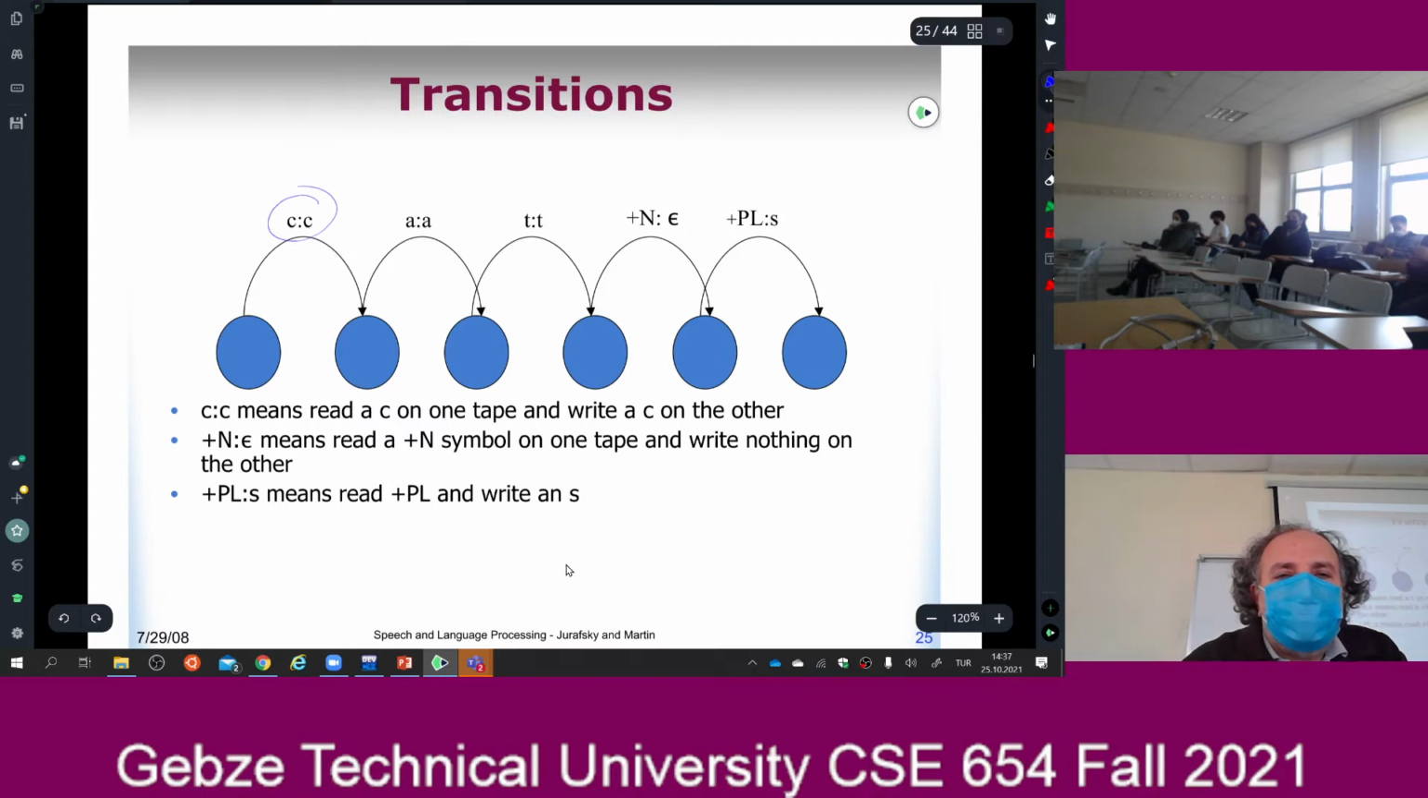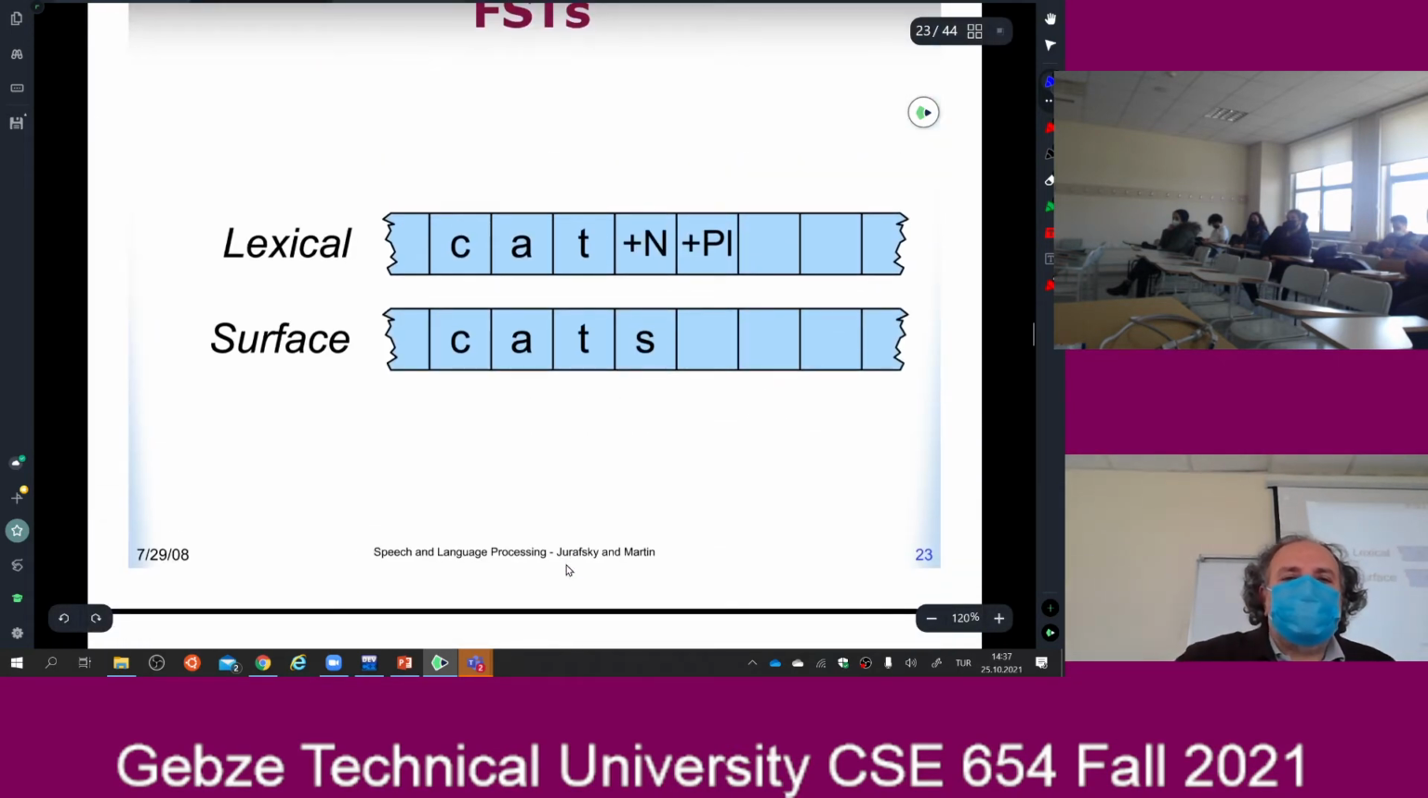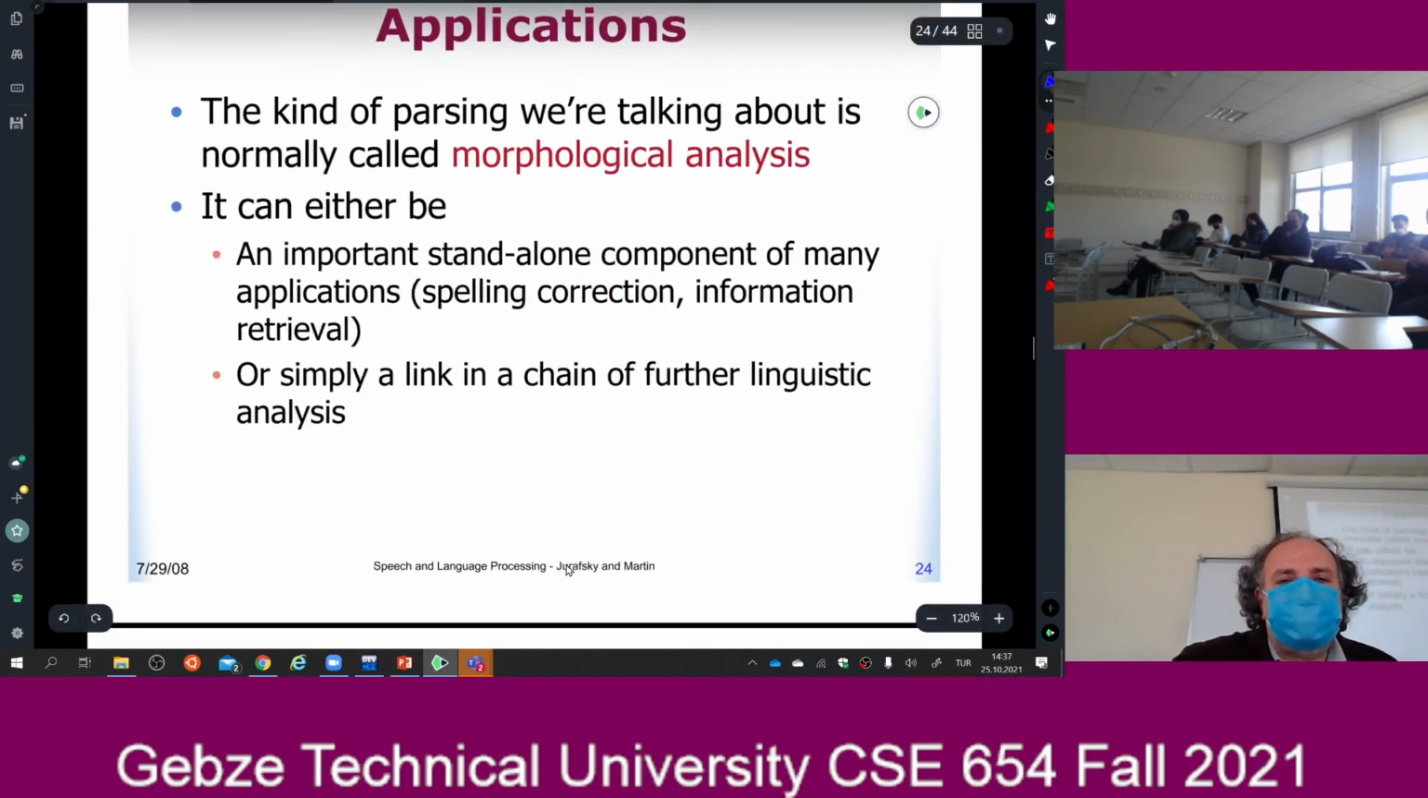So instead of making this input and this one output, I can just switch it and run it backwards. If I run it backwards, this one becomes our input, this one becomes our output. So that's the finite state transducer.